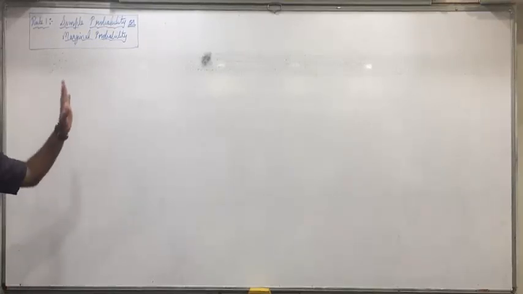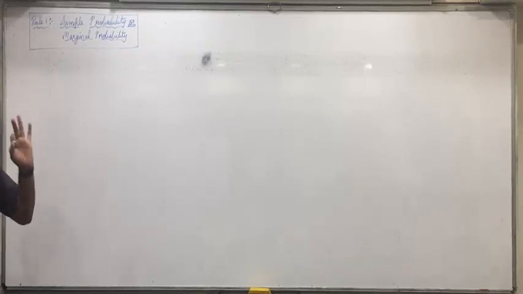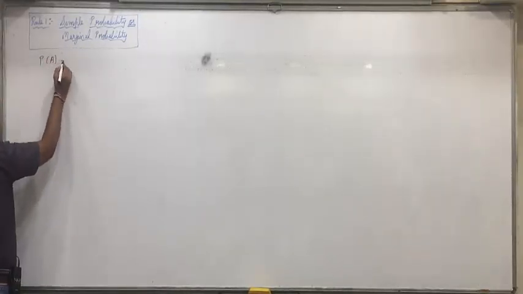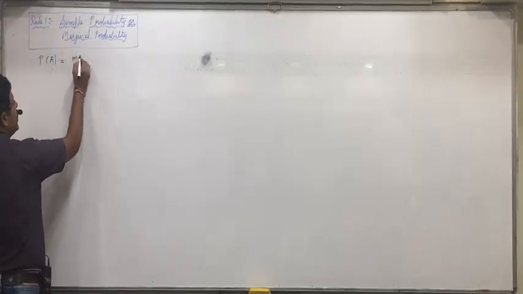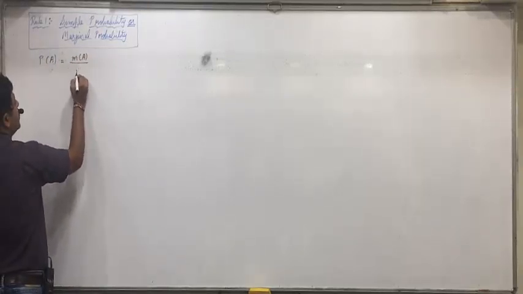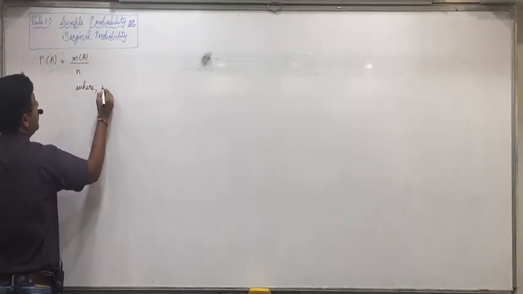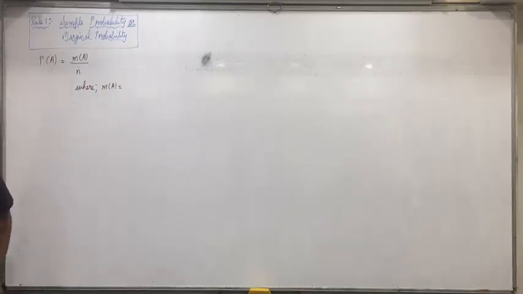Understand the concept. Simple probability means single event's probability. Simple or marginal probability means single event's probability. So how do you find that single event? Suppose that event is event A. Then we'll say probability of any event A is equal to m of event A upon n, where we already discussed that m is the number of outcomes in the event.